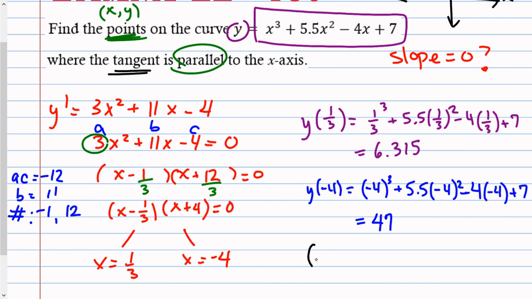So the answers would be 1/3, 6.315, because in this class you need to round to 3 decimal places, and negative 4, 47. So these are the 2 points. Wow, that looks like a decimal. Let me, negative 4 and 47. So there are my 2 points. Okay, find the points on the curve where the tangent is parallel to the x-axis, and we did.